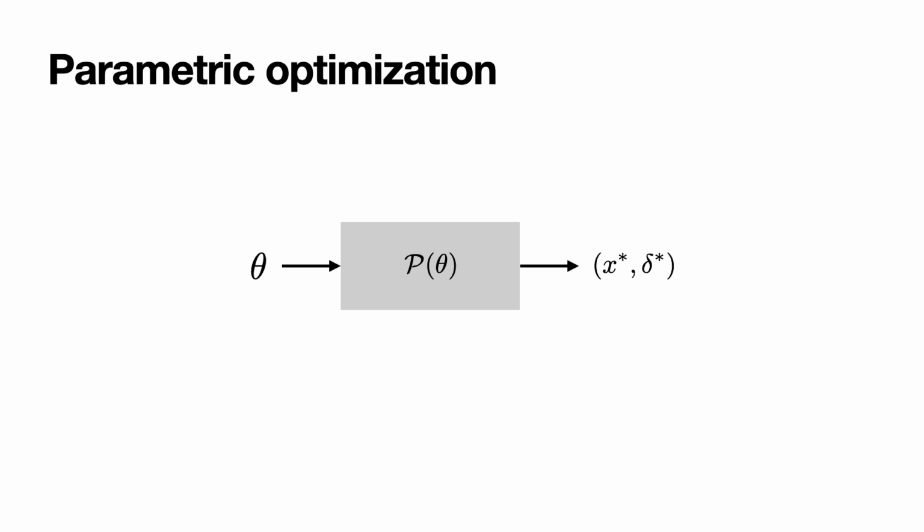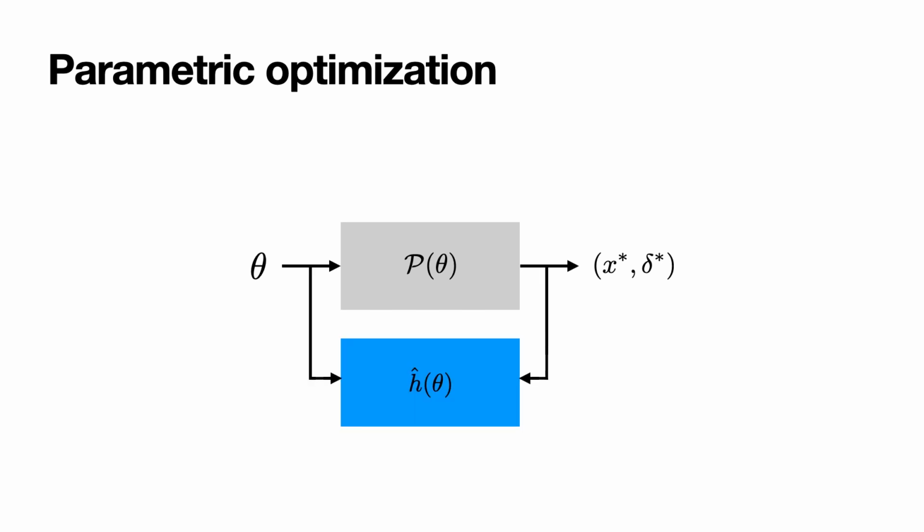This leads us to the paradigm of parametric optimization. In this framework, we consider solving an optimization problem P of theta repeatedly for different problem parameters theta to yield new solutions x star and delta star. In many real-world applications, there exists underlying structure to this problem between theta and the solution. This leads us to the question of whether we can utilize data to leverage the structure to this problem and close the loop, so to speak, to more quickly solve this problem online.